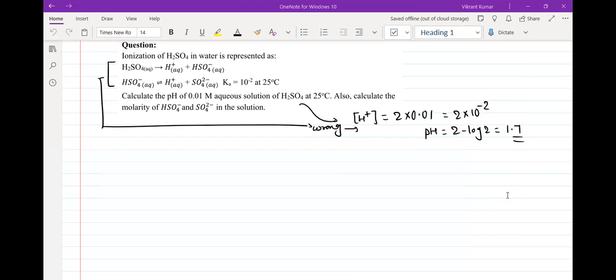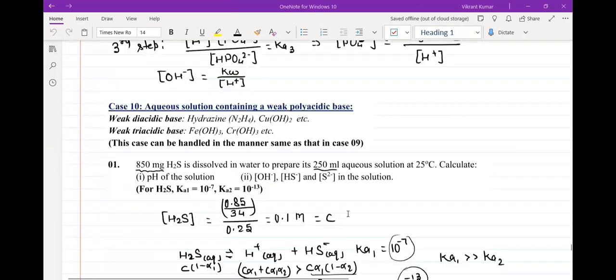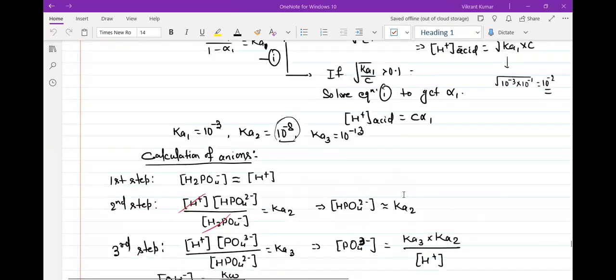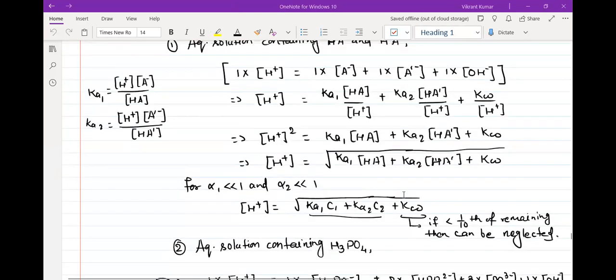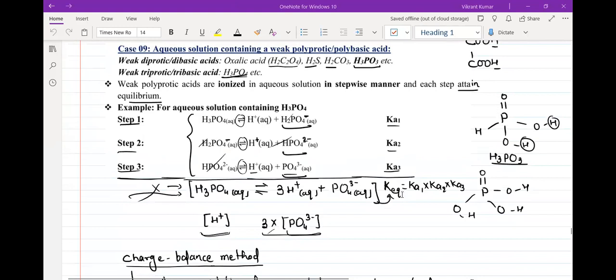Okay, basically, let me give a quick revision for the case we had done last time. Basically, if you see, we talked about polyprotic acids. In a polyprotic acid, the first point was that it will be ionized in a stepwise manner. If it is ionized in a stepwise manner, and if each step is reversible, then each step will achieve the equilibrium state. So each step will have some equilibrium constant. That was the first point. In this we saw some points.